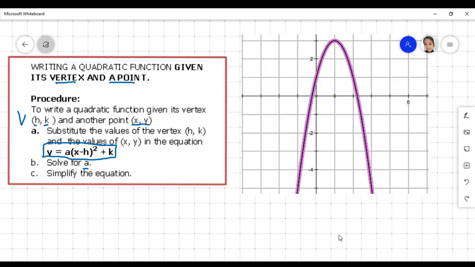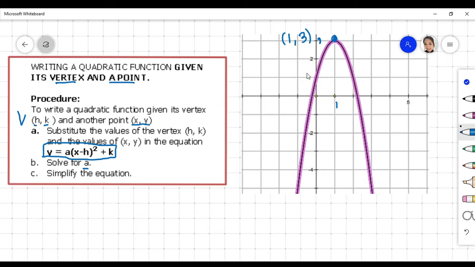So, do we have a vertex in our graph? So, the answer is yes, we do have the vertex. So, this is the highest point of our parabola here. Okay, and that point is 1 and 3, right? Because this is 1 and this is 3. Okay, so that's 1 and 3.